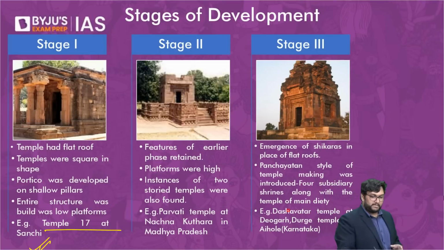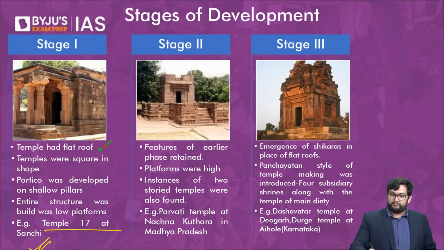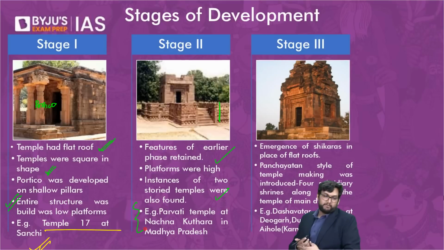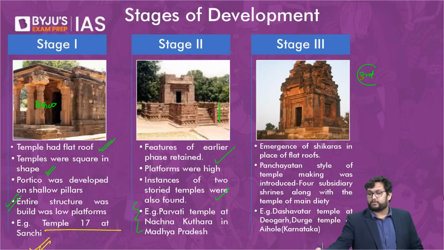Stage 1: temple roof is flat, square, portico. The entire structure was built on a low platform, like Temple number 7 at Sanchi. Second, you get a raised platform, and all other things are seen in the Parvati temple, for example, in MP. Thereafter comes the third stage, very important.